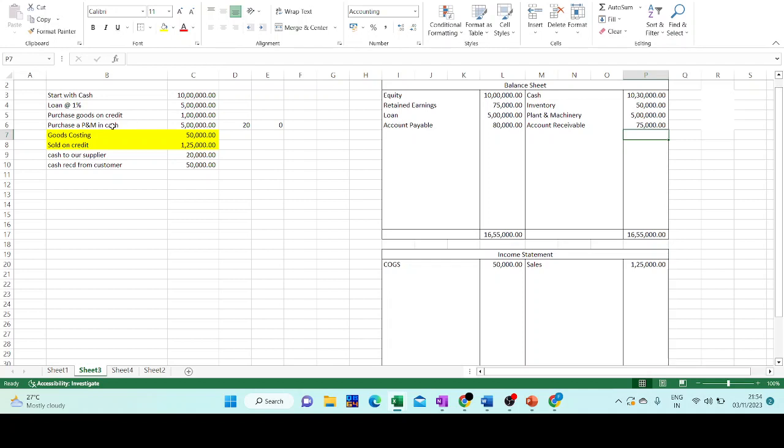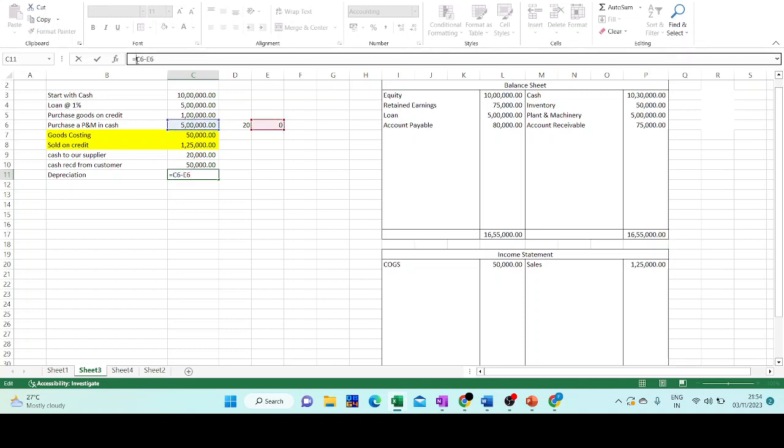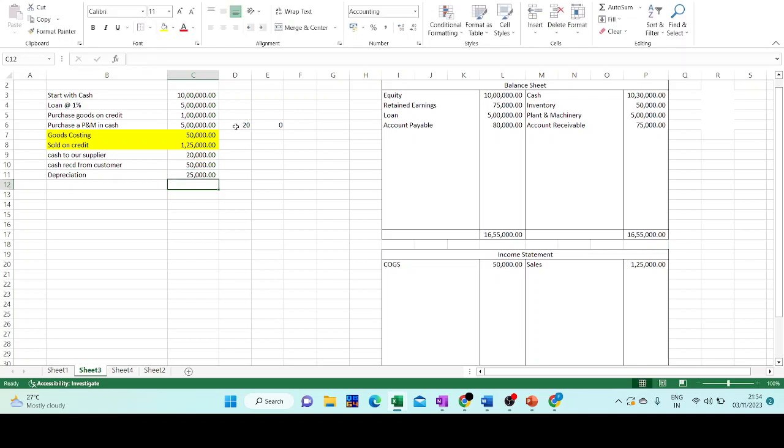Now guys, what would be the depreciation on this plant and machinery if we calculate depreciation on a straight line basis? 1 lakh? No. The cost of plant and machinery is 5 lakh, useful life is 20 years, so salvage value is 0. So the depreciation expense every year would be 5 lakh by 20, that is 25,000.